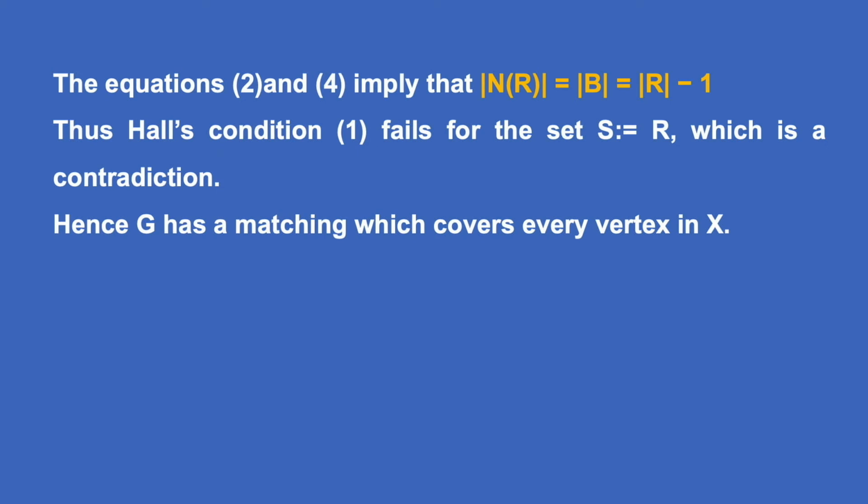So, equations 2 and 4 imply that cardinality of N of R is equal to cardinality of B, which is the same as cardinality of R minus 1. Thus, Hall's condition fails for the set S equal to R, which is a contradiction. Hence, G has a matching which covers every vertex in X. Hence, we proved the theorem.